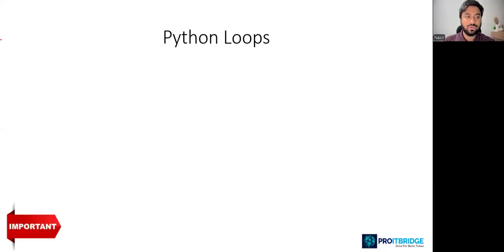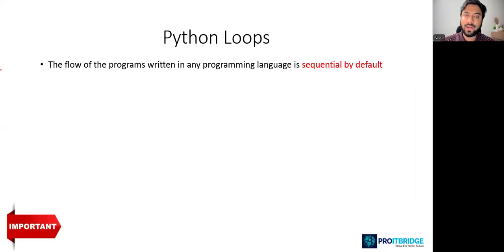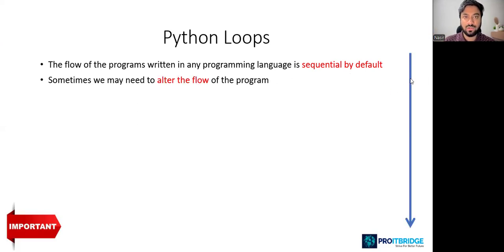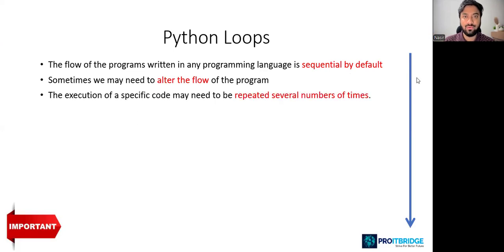In Python, the usual program flow is sequential. What I mean by sequential is that it starts from the first line and executes the second, third, fourth, fifth, until it executes all the lines. It goes in sequence order. So here you can see the execution process is sequential.